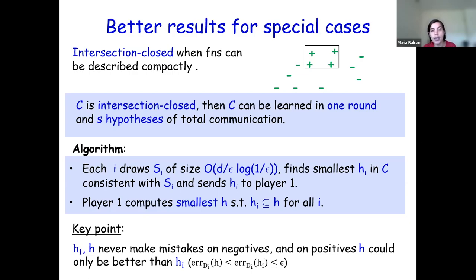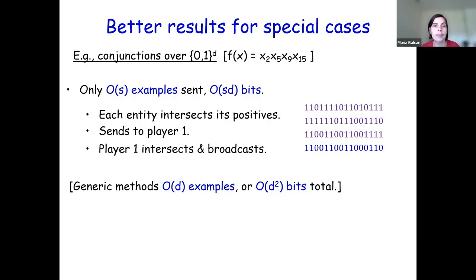So therefore, what we are arguing here is that for any I, the error of H under DI is smaller than the error of HI under DI, which is at most epsilon, because it drew enough samples locally for each player. And so that also implies that the error rate under D of H is at most epsilon. Okay, so that's basically it: if we have intersection closed concept spaces, and if each of the hypotheses can be compactly described, then we can learn with only one round of communication, by only sending S hypotheses from the other players to player one.